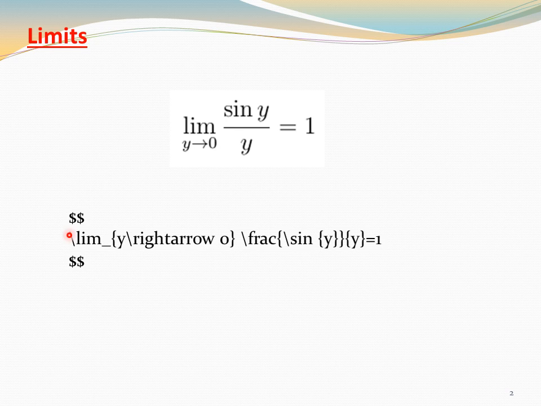So first, limit in LaTeX is \lim_{y, right arrow is represented as \rightarrow with the value as 0. Then close the brackets. Then the fraction sin y divided by y is represented by fraction, so \frac open bracket, the first numerator \sin y, and the value should be written within the brackets. So sin open the brackets y and close the bracket and close the numerator brackets. Then our denominator value is y, with brackets, is equal to 1. So if you are executing these commands, we will get the equation like this way in LaTeX.